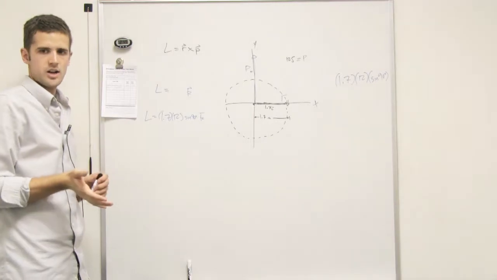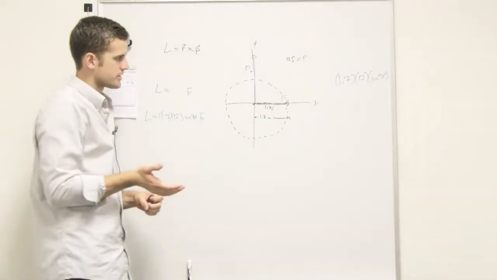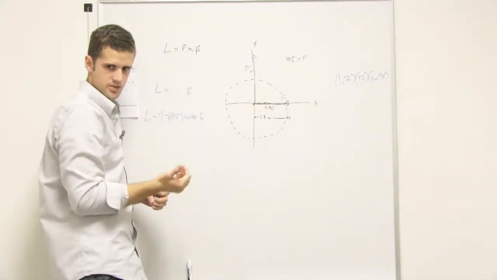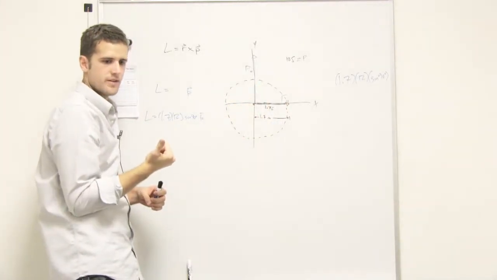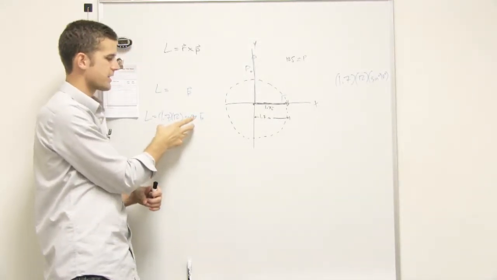So we did R cross P, right? The right hand rule says that R cross P goes out. So if you want to find out, this will tell you the direction. This will tell you the length of the vector, right?